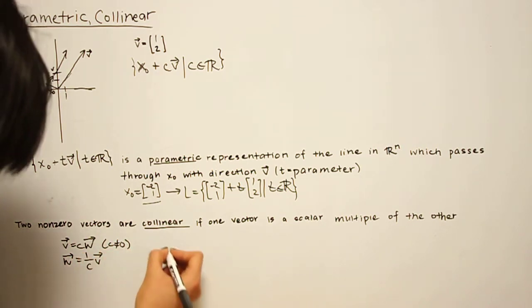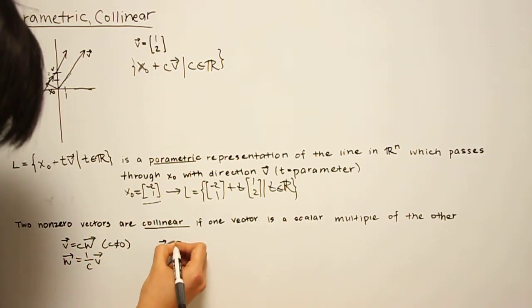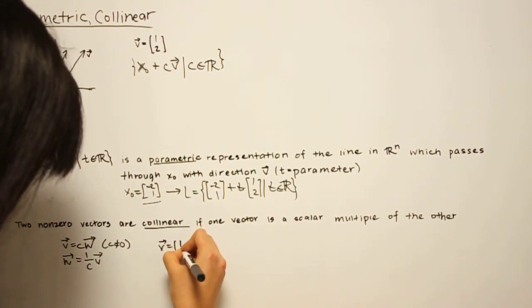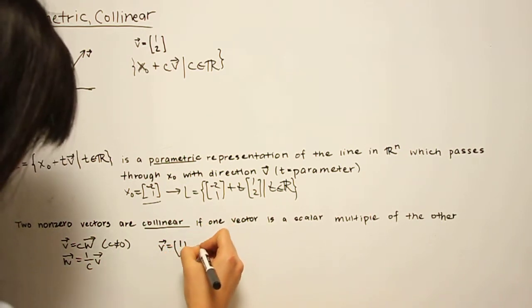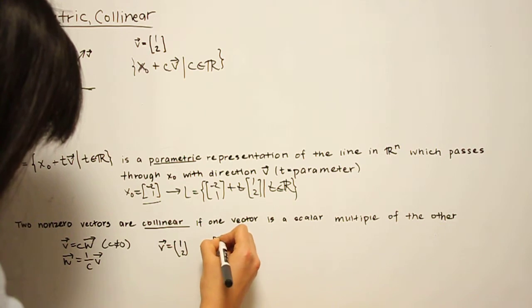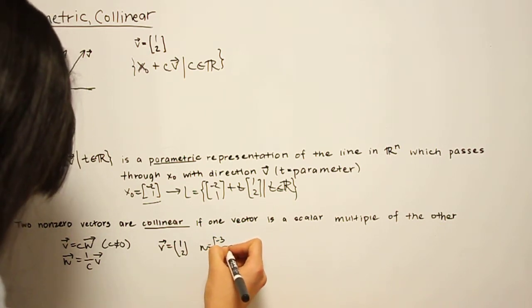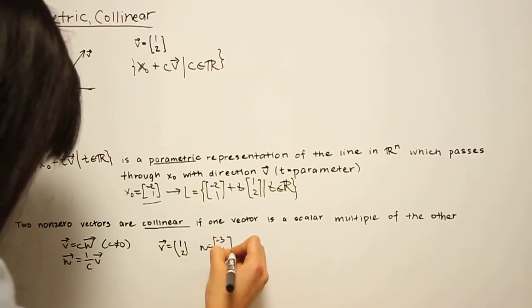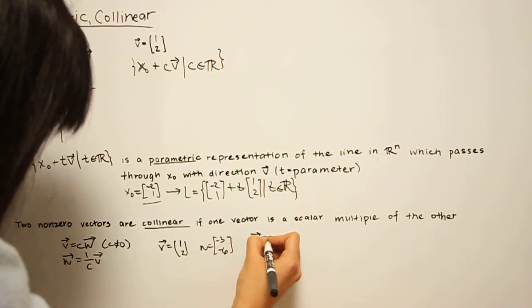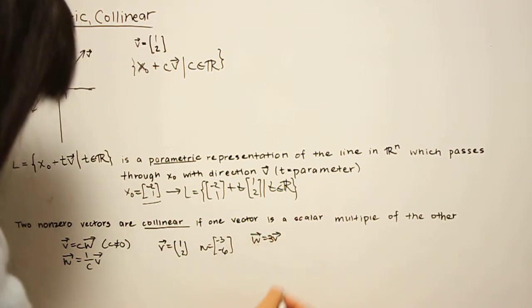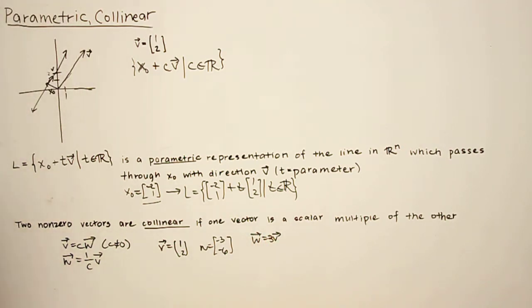So for example, if v is (1, 2), and w is (-3, -6), then since w is 3 times v, v and w are collinear. And the span of any two collinear vectors is a line.